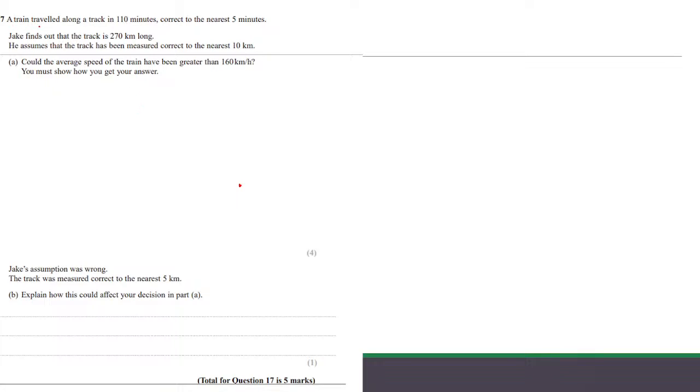So, a train travelled along a track in 110 minutes, correct to the nearest 5 minutes. And this question is all about speed. So we need to look at the time. We have 110 minutes. If it's correct to the nearest 5 minutes, the time above it is 115, the time below it is 105. So the upper and lower bound for the time are halfway between that, which is 112.5 minutes and 107.5 minutes.